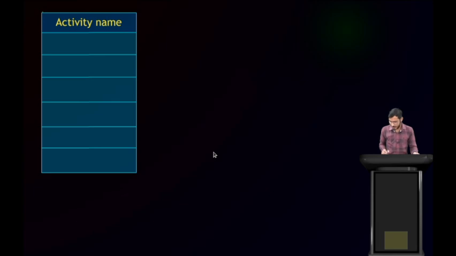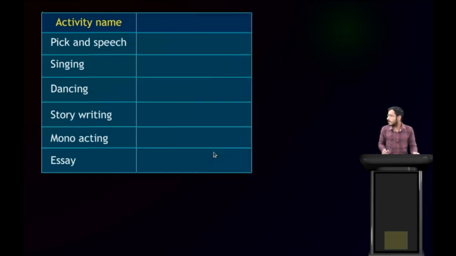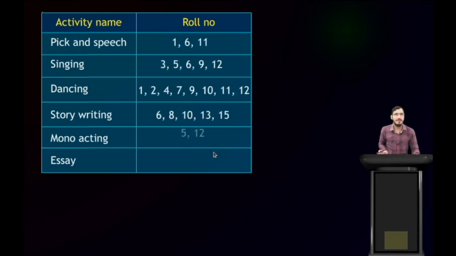Here you can see some activity names: speech, singing, dancing, story writing, mono acting, and essay. And here some roll numbers in the class. So students, roll numbers here 1, 6, 11, 3, 5, 6, 9, 12, dancing, story writing, mono acting, and essay.